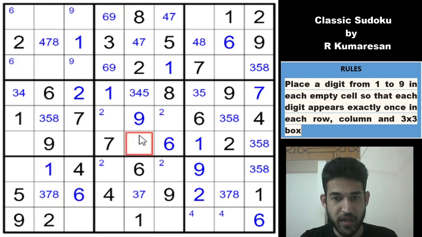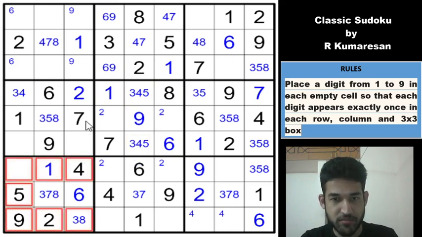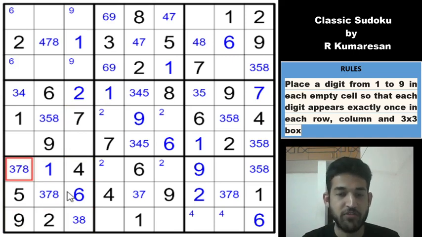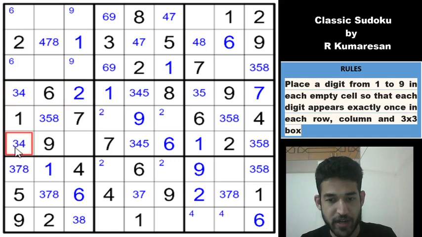So if you look at this cell, it cannot be 1, 6, 7, 9, 2 and 8. So this must be a 3, 4 and 5. This must be 3, 8 for the box because 7 is here and this must be a 3, 7 and 8. So I am just trying to fill in cells which have very limited possibilities. So 1, 7, 9, 2 and 6. So 3, 4, 5, 8. So this cannot be 5. This is 3, 4, 8. And this cannot be 4. So this is 3, 5 and 8.